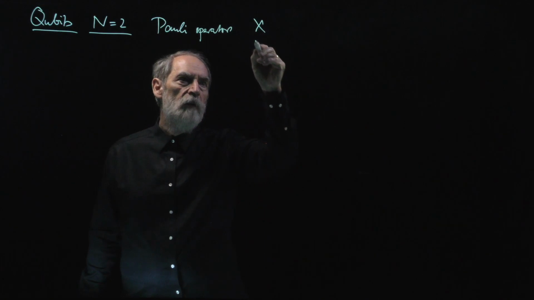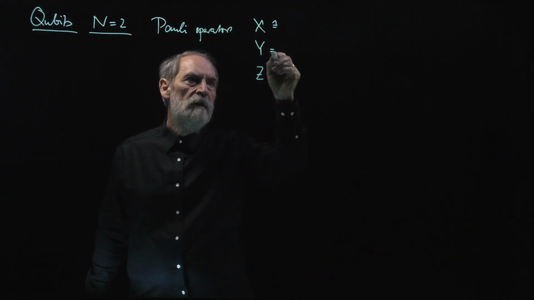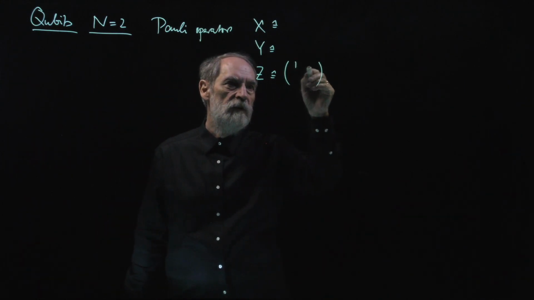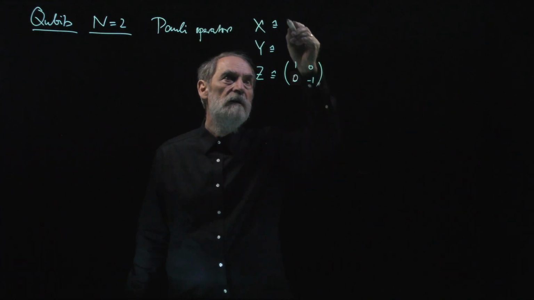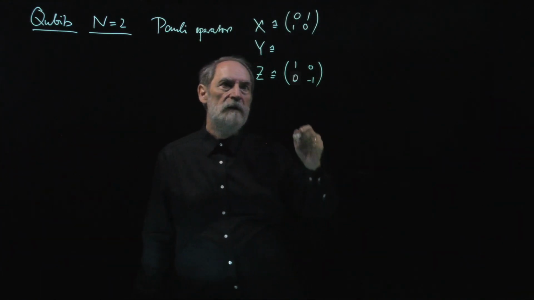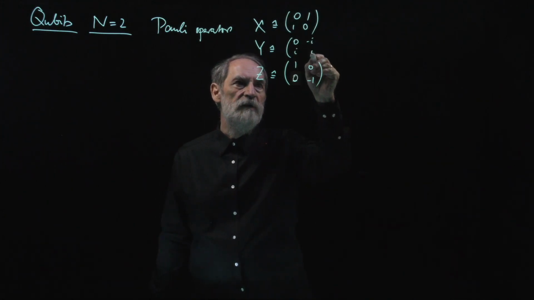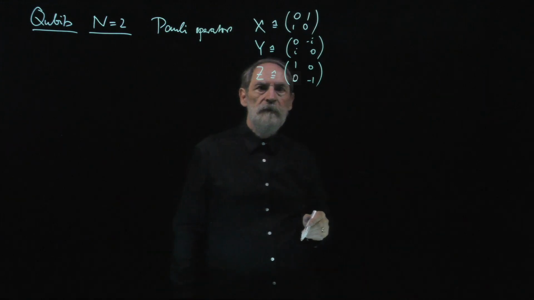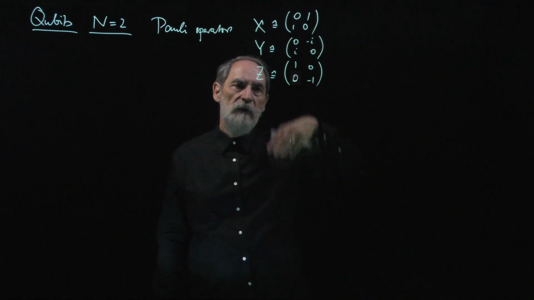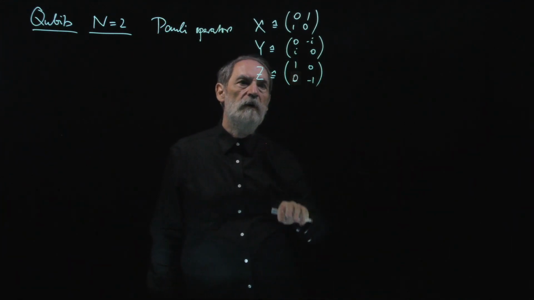X and Y and Z, and they had standard 2x2 matrices in which the Z matrix was diagonal, the X matrix was off-diagonal and real, and the Y matrix was off-diagonal and imaginary. And so those are the basic matrices. Now, they are very basic in a very profound sense that we will now explore.